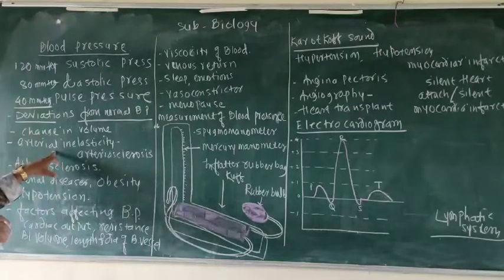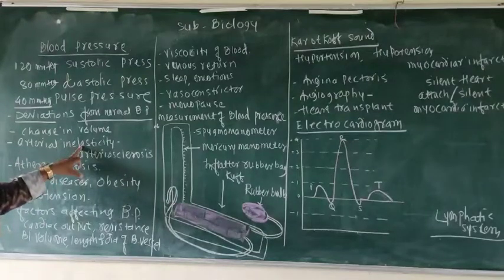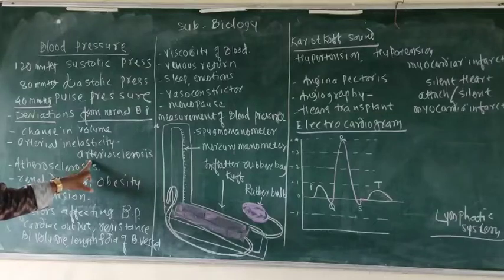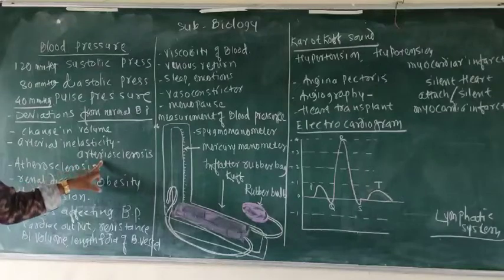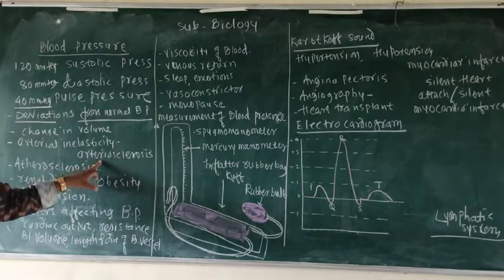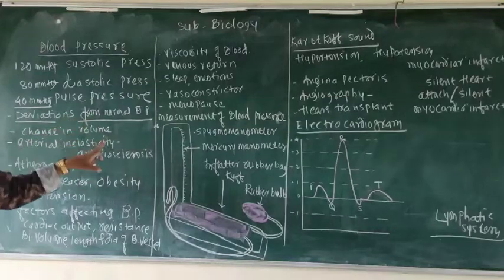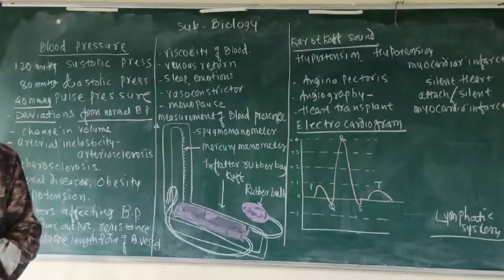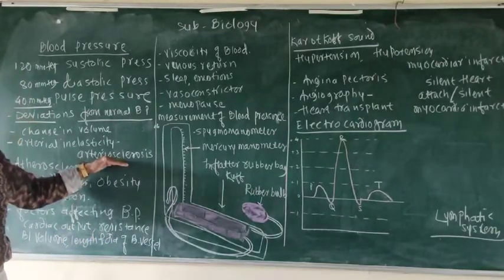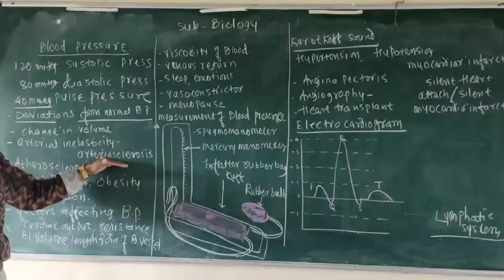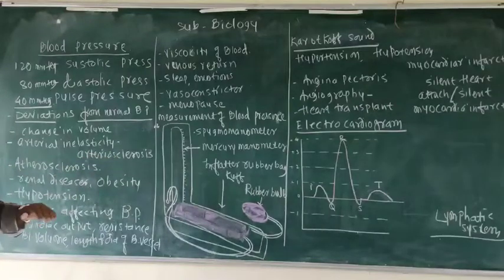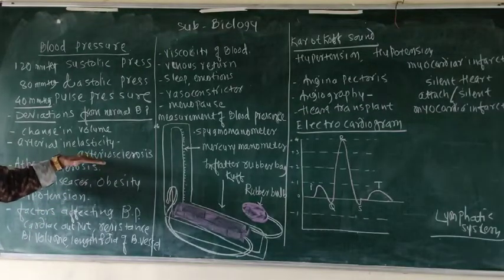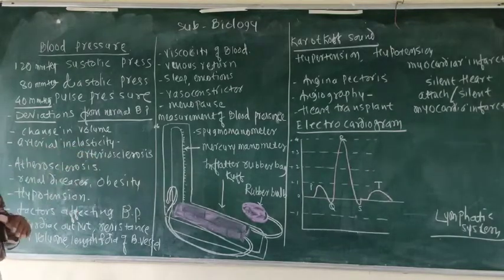Then arterial inelasticity, also called arteriosclerosis, is one reason for increased blood pressure. What happens is that with an increase in the age of that person, there is less elasticity of the membrane of the artery or blood vessel. This leads to arteriosclerosis, which leads to an increase in blood pressure.